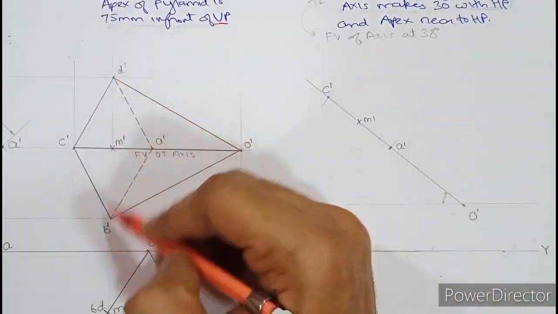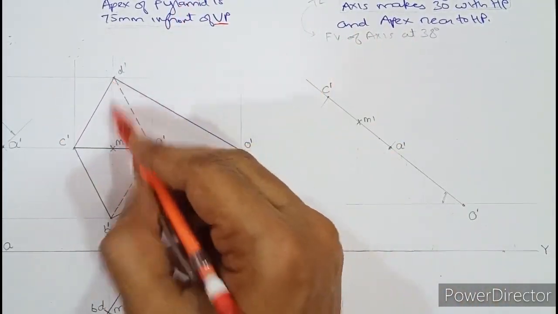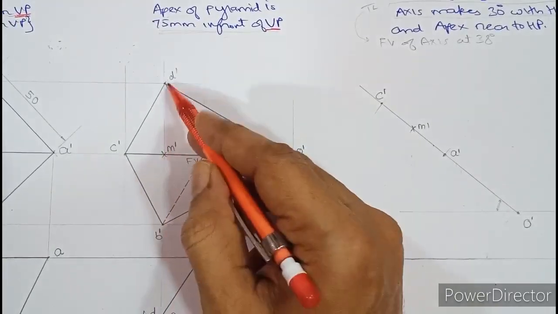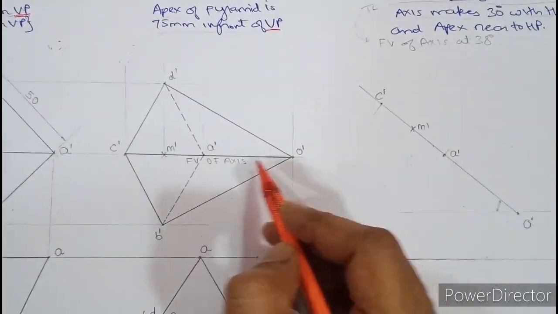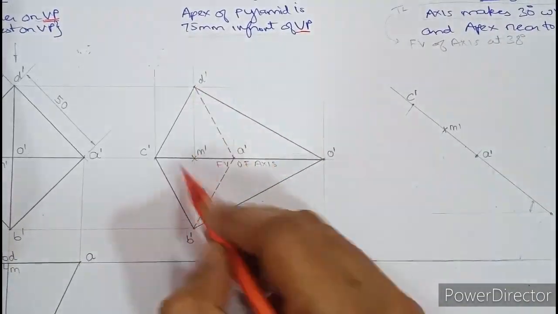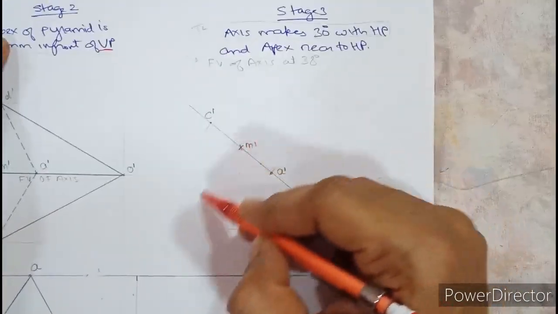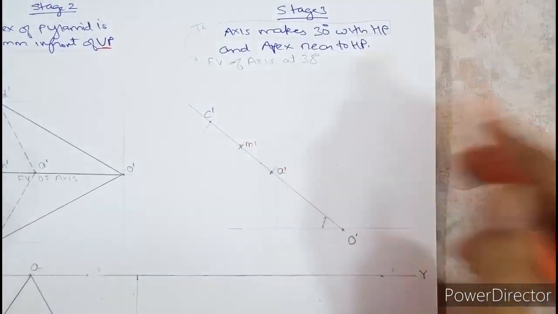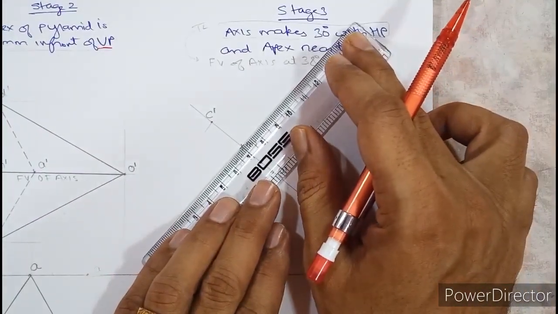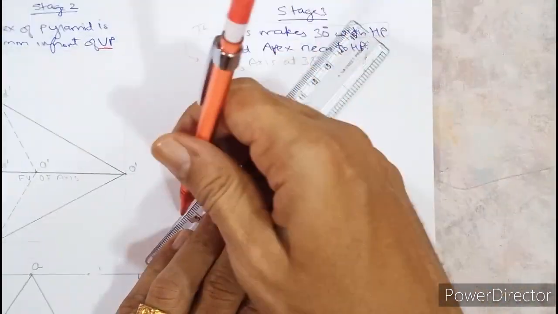Now I need to mark B and D. So instead of using arc method, which is inaccurate, you have to use perpendicular method. So look at this line carefully. Line B dash D dash is perpendicular with OC, and it passes through M dash. So I need to draw a line passing through M dash and perpendicular to OC. So just align the scale until one of the calibrations is in line with line OC, as you can see here, and draw a light line.